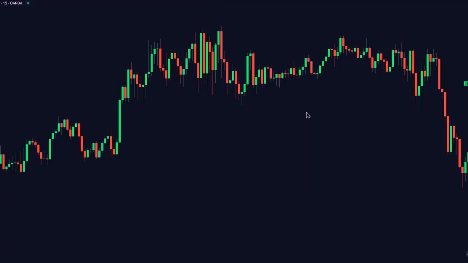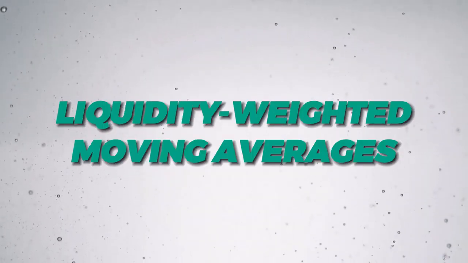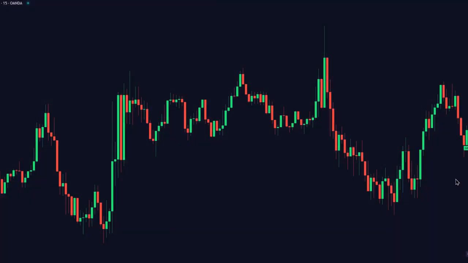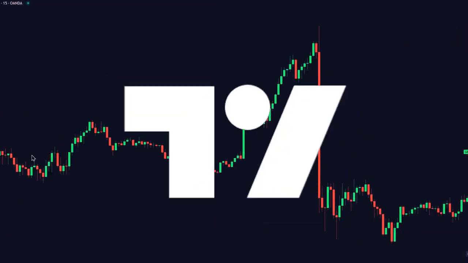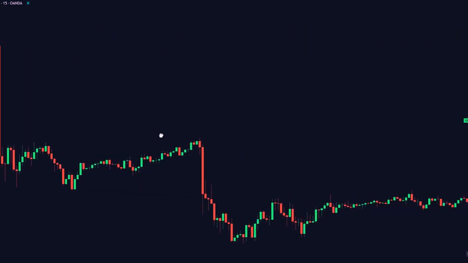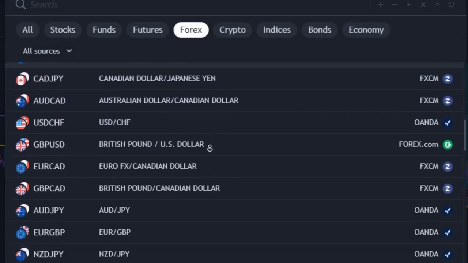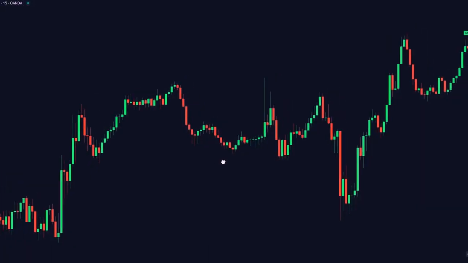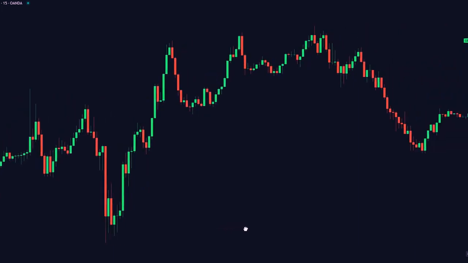Let's get into it. Now, that indicator that we're talking about is called liquidity-weighted moving averages. To add it to your chart, you're gonna go to your favorite charting platform. For me, I'm gonna be using TradingView. If you need to sign up, the link for that will be in the video description. Next, you wanna load any trading security that you like in any time frame. But for the sake of this video, you probably wanna stick with the 15-minute time frame of GBP USD.